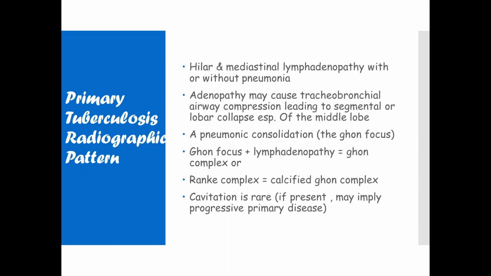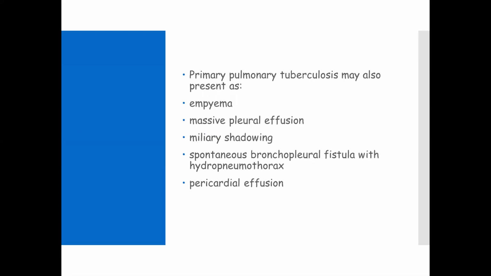So these are pneumonic consolidations. Basically the consolidation that starts off in the lung is the Ghon focus. Then we know that there is lymphadenopathy commonly, so a Ghon focus plus lymphadenopathy leads to a Ghon complex. Then, if the Ghon complex calcifies, we call it a Ranke complex. And cavitation is rare in primary TB. You need to take note of this. Cavitation is very common, it's actually the hallmark of post-primary TB, but it's rare in primary tuberculosis.